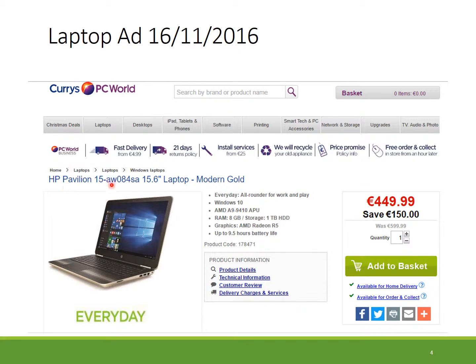So the details it's giving us is it's a 15.6-inch laptop. It's an everyday all-rounder for work and play, Windows 10. It's talking about the AMD, which is a type of processor. It's giving you the memory, how much space is available on the hard drive, what the graphics are and the graphics processor, and what the battery life is. Okay, and you can see it's on discount at the moment, and we're trying to take a look and see, is this a good computer or is this not? Who would this be suitable for, and what sort of person this might be appropriate for.